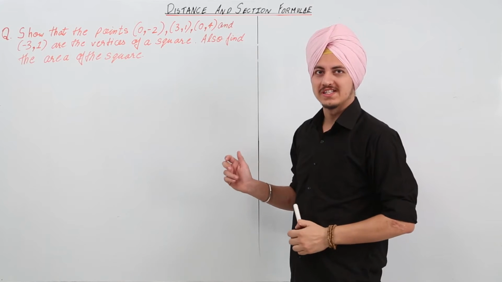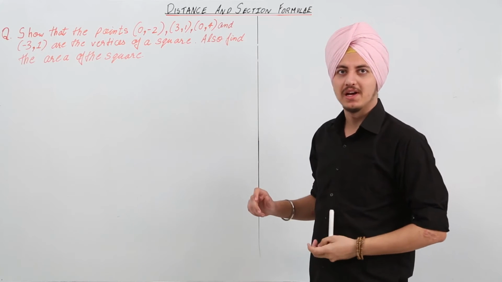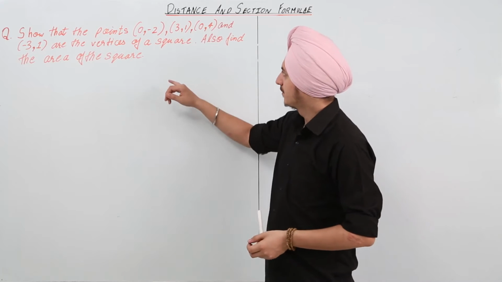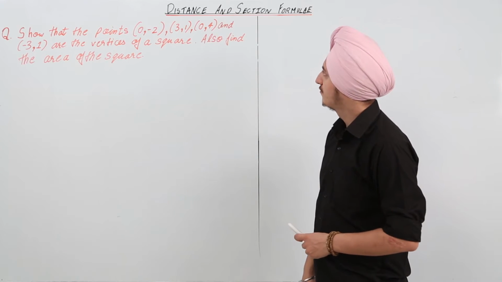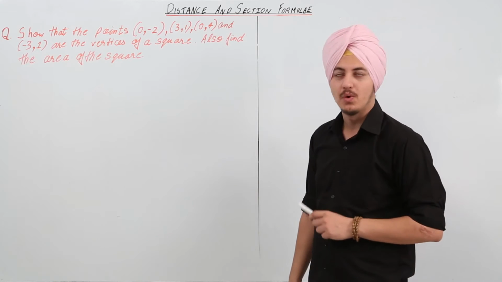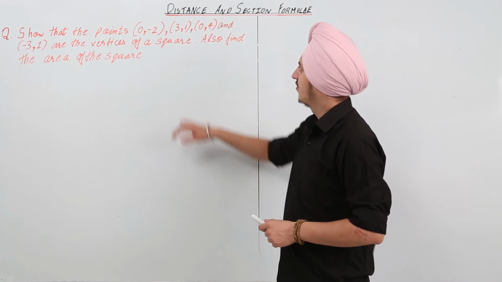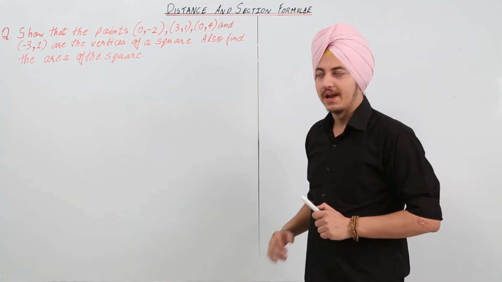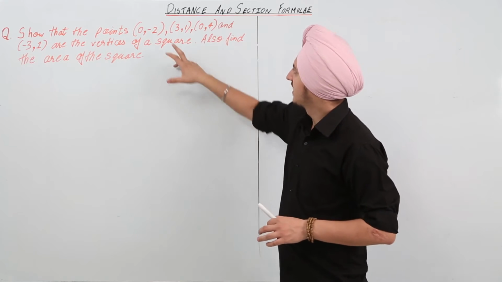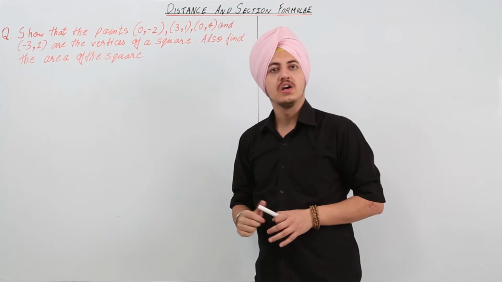Now the next question in distance and section formula says: show that the points (0, -2), (3, 1), (0, 4) and (-3, 1) are the vertices of a square. Also find the area of the square. So we need to prove that these are the vertices of a square.